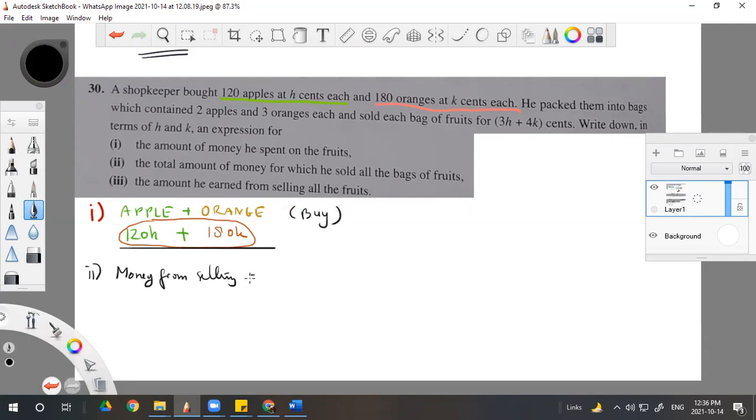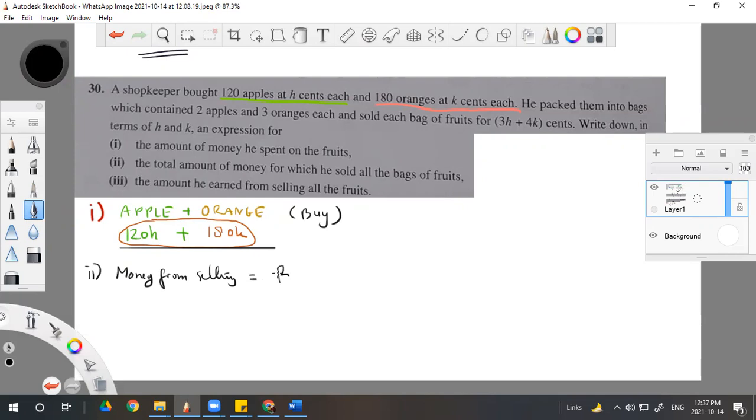And this is sell. Sell will be 2 apples, 3 oranges. So each bag. Oh, okay. Ini rada susah, guys. He sold all the bags of fruits. How many bags? Ini coba lihat. Kalau 120 apples buat jadi 2 apples, how many bags of fruits?